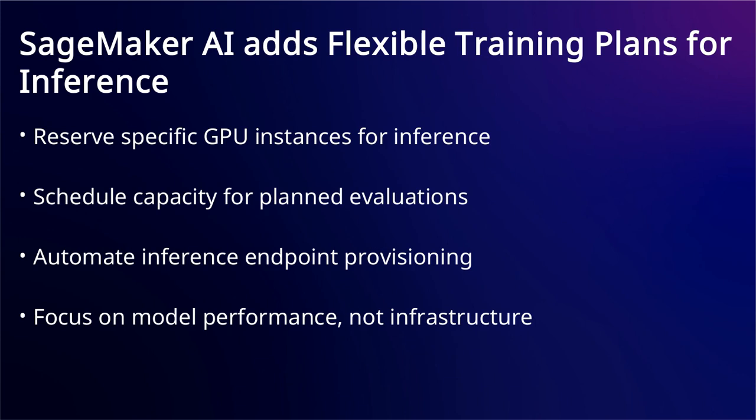FTP allows you to choose instance types, compute requirements, reservation duration, and start date. By referencing the reservation ARN, SageMaker AI automatically provisions and manages the inference endpoint on the reserved capacity. This eliminates infrastructure management tasks, enabling you to focus on model optimization while running inference predictably and efficiently.